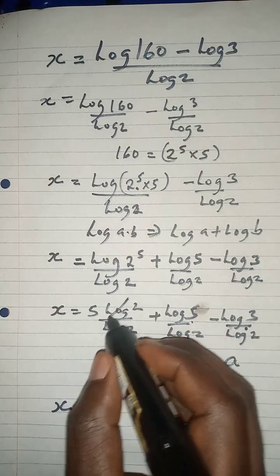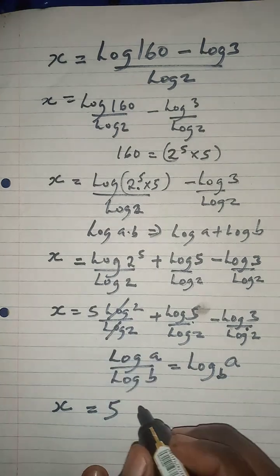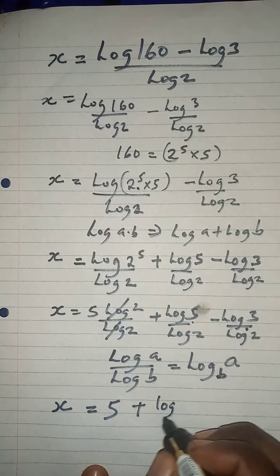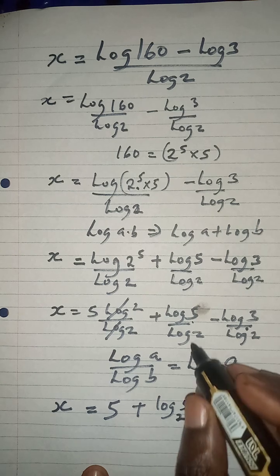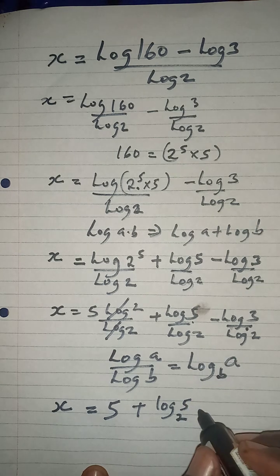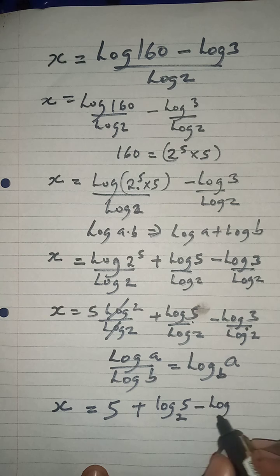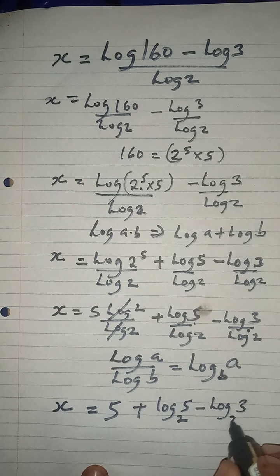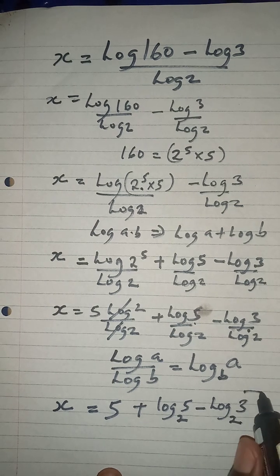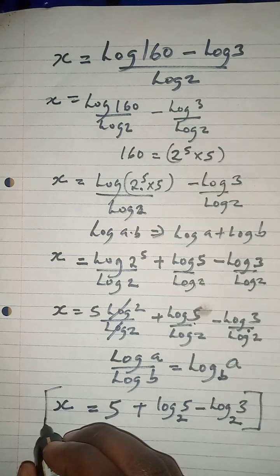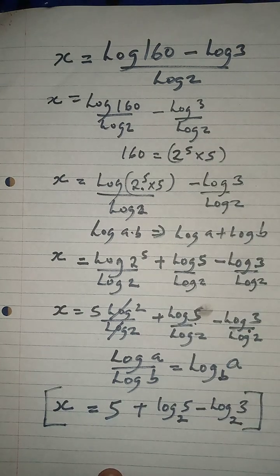5, of course, the log and log cancel, plus the log of 5 base 2, minus the log of 3 base 2, as the right solution for our required equation. So next, we're going to verify.